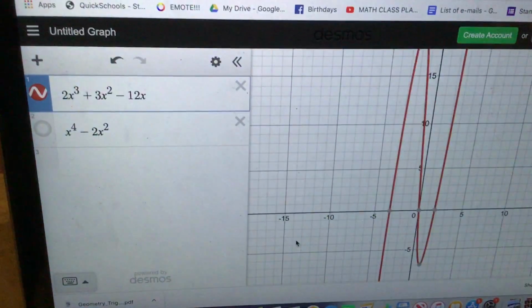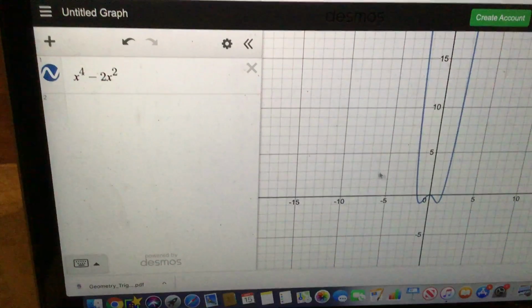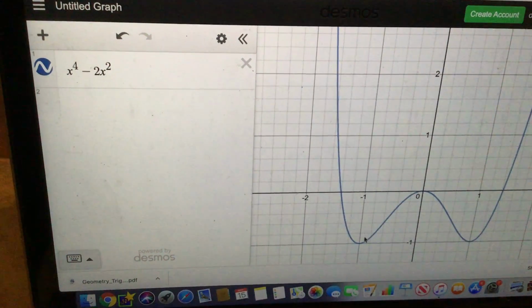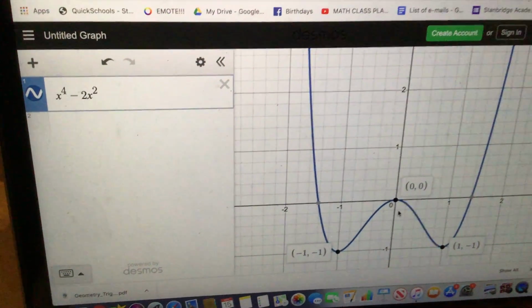So just to graph this for the final time, put this graph up there. Look at that. Minima, minima, maxima.